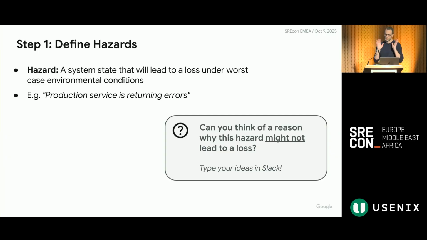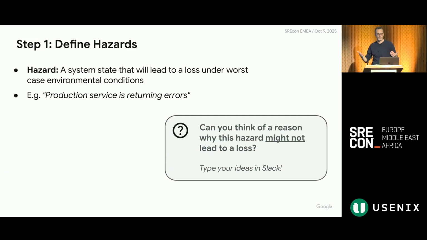So exactly. For example, it's possible that our service is returning errors, but this happens late at night when there is very little demand. The impact to our users is so small that we have no loss of revenue or brand trust. But if the incident occurs during peak demand, the loss happens. So defining these hazards is critical because they guide our reasoning in the later steps of the method.